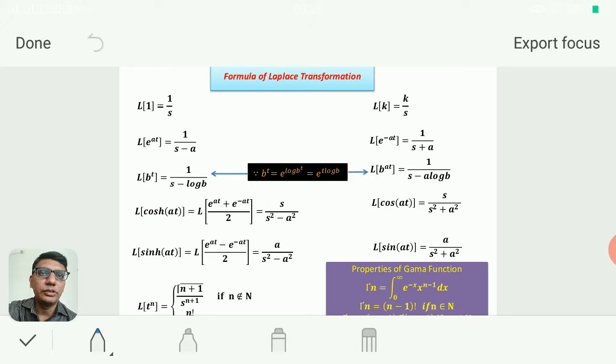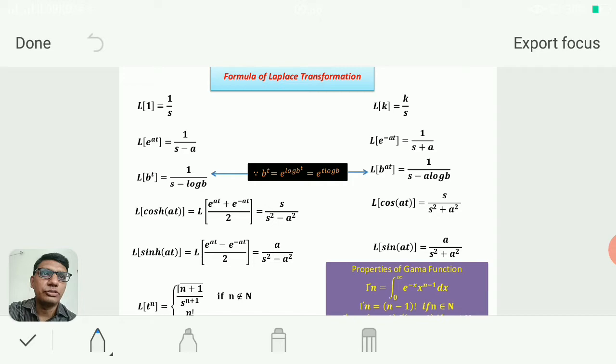Similarly, Laplace of sin hyperbolic at is equal to Laplace of e raised to at minus e raised to minus at by 2. 1 by 2 comes outside, and we apply the Laplace of e raised to at and e raised to minus at. Then we get the final answer: Laplace of sin hyperbolic at equals a upon s square minus a square.